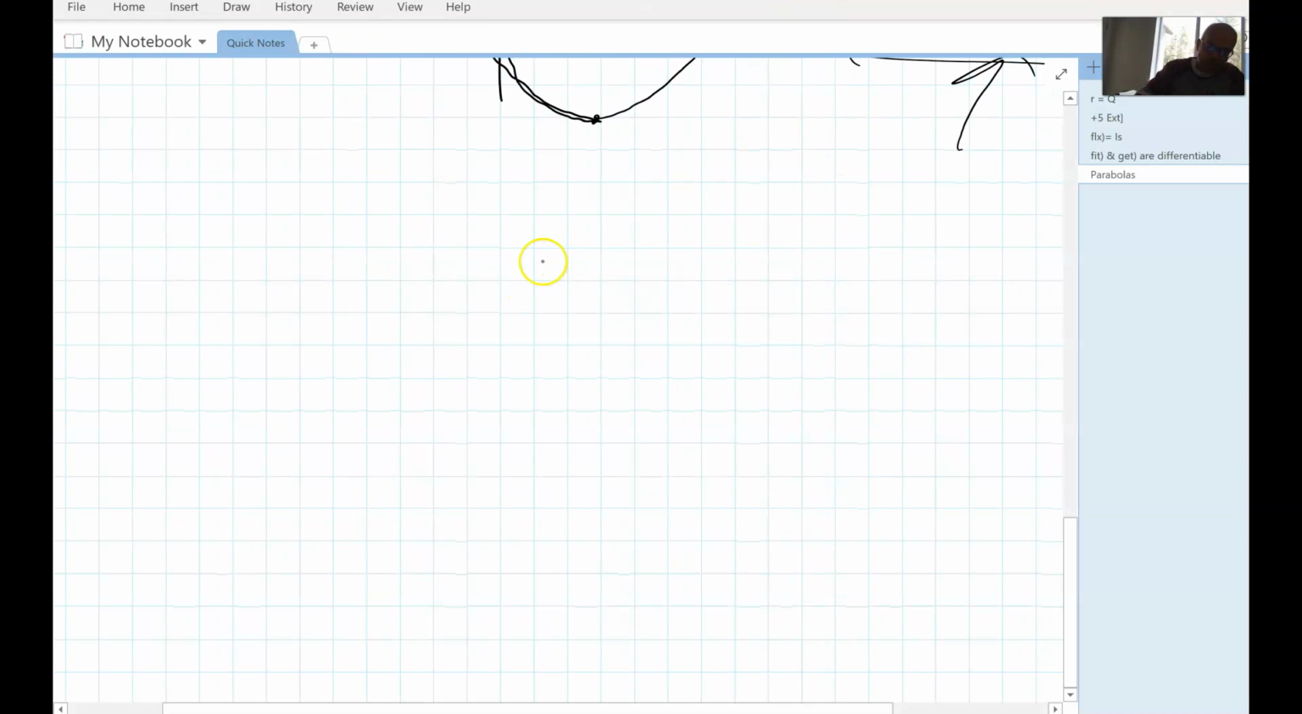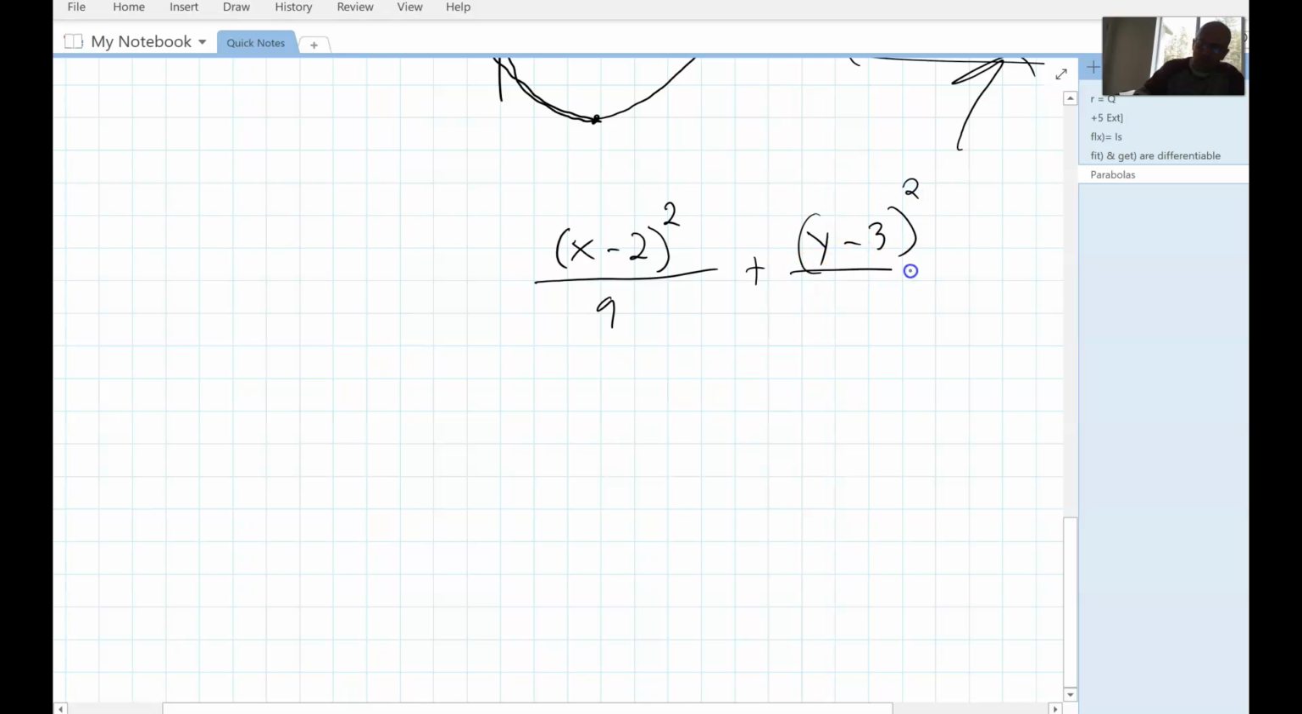And let's say we have an equation like (x minus 2) squared over 9 plus (y minus 3) squared over 4 equals 1. So this is an ellipse. How do we know it's an ellipse? We can tell right away because it's something squared plus something squared equals 1, and the numbers underneath are different. If this would have been 9 and 9, then we'd know it's a circle. But because it's 9 and 4, we know it's an ellipse.